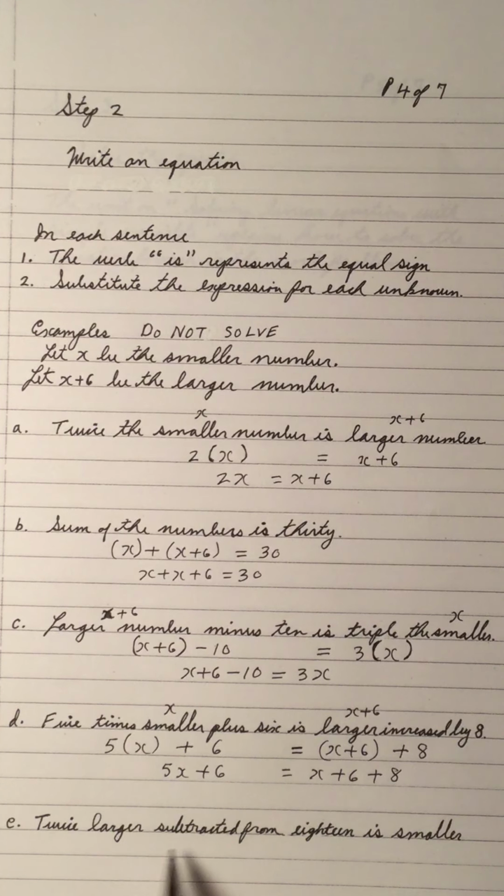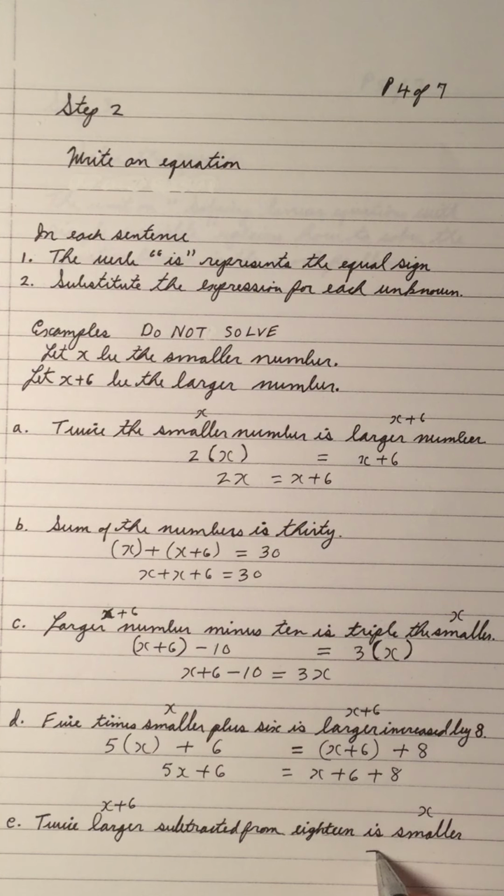E, twice the larger, subtracted from 18 is the smaller. The larger is x plus 6. The smaller is x. Is the equal sign, fill that in. So let's see, twice the larger subtracted from 18. Subtracted from, we've got to reverse it. So that's 18, subtract twice the larger. So it's 2 times x plus 6. Is the equal sign, the smaller x.